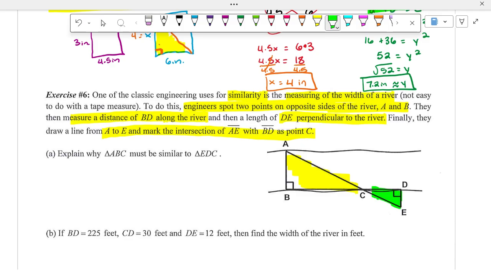So let's think about it. Why must they be similar? Well, let's talk about it. So we know they're right triangles. So isn't that already one angle that's congruent? So are the right angles congruent? Yes, no, maybe? Yes. What's another pair of angles based off of this picture that we know for a fact are congruent?